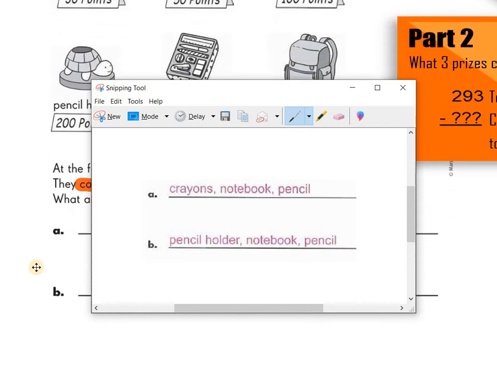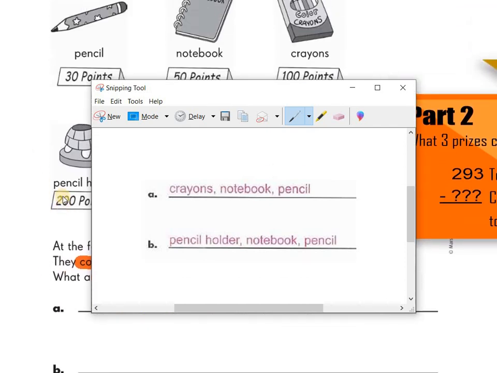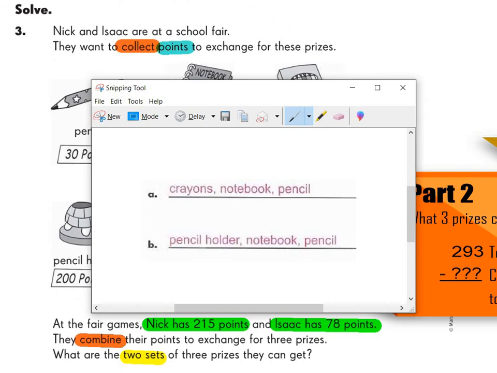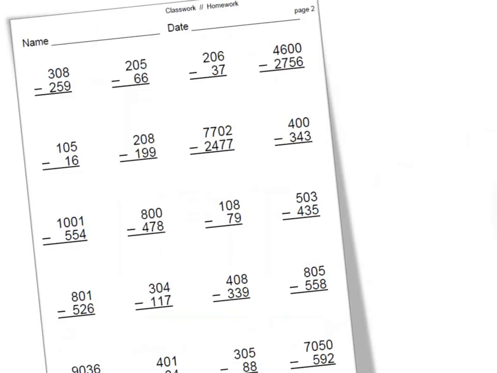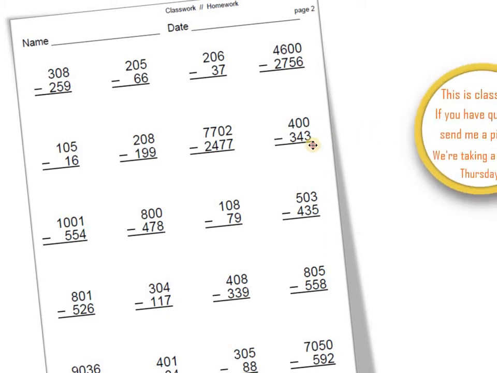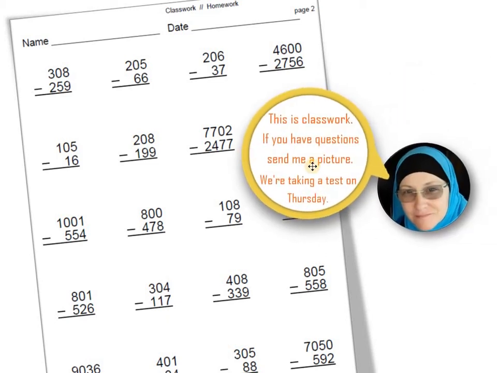Okay, that is all the work that we have for this today. And I want you to work on this page, please. This is page 2. Now, I gave you 5 pages to work with. Please do not do all 5 pages. I want you just to do 1 page a night maximum.